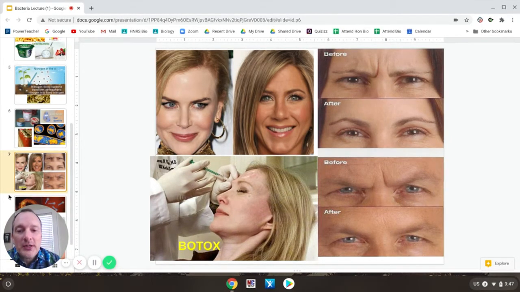And what you're doing is injecting small amounts of that food poisoning bacteria into your face. And if done properly, it's fairly safe. I don't know about that, though. I mean, I know I'm getting old, but the idea of injecting food poisoning bacteria into my face to look a little better, I think I'll just look old.